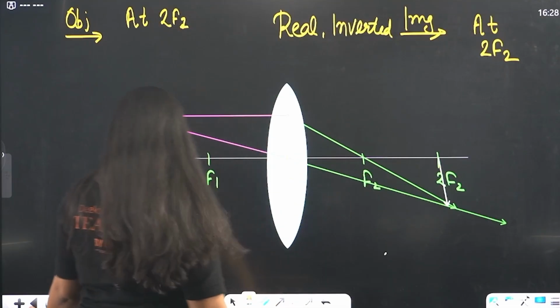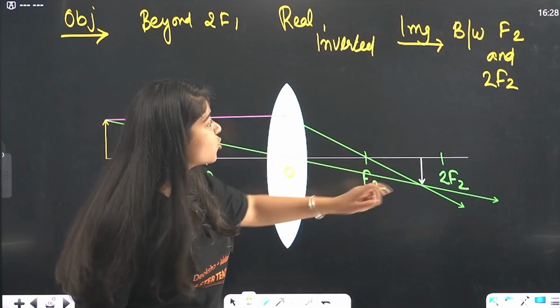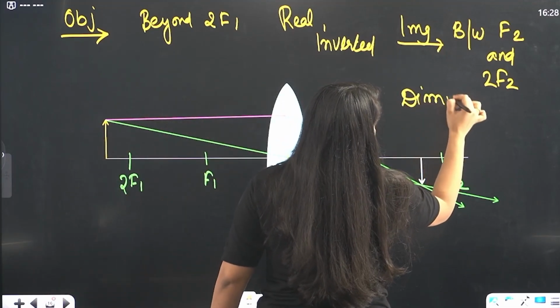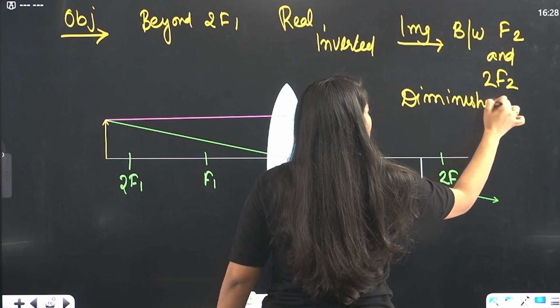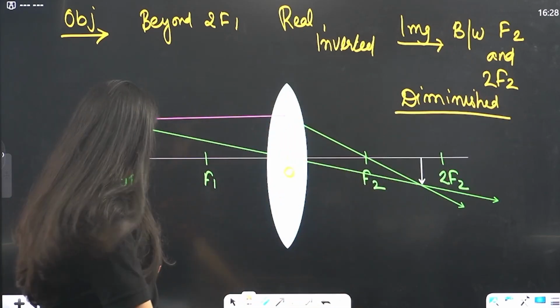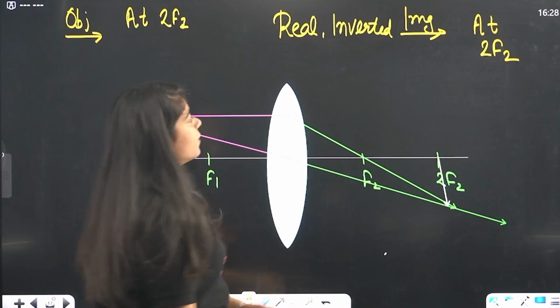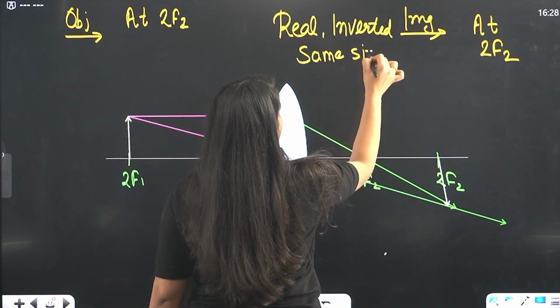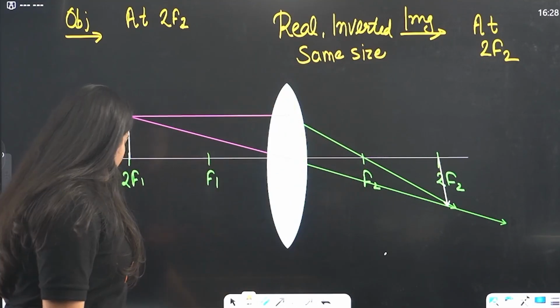Now beta, here the object is smaller, so the image is diminished. The object is smaller, exactly same like concave mirror. And this is again same size as object. Done. Now moving on to next case.